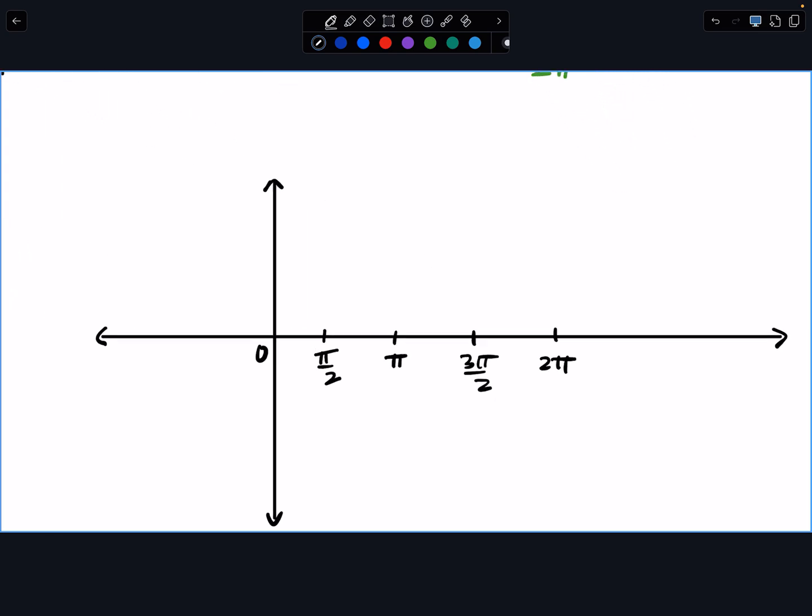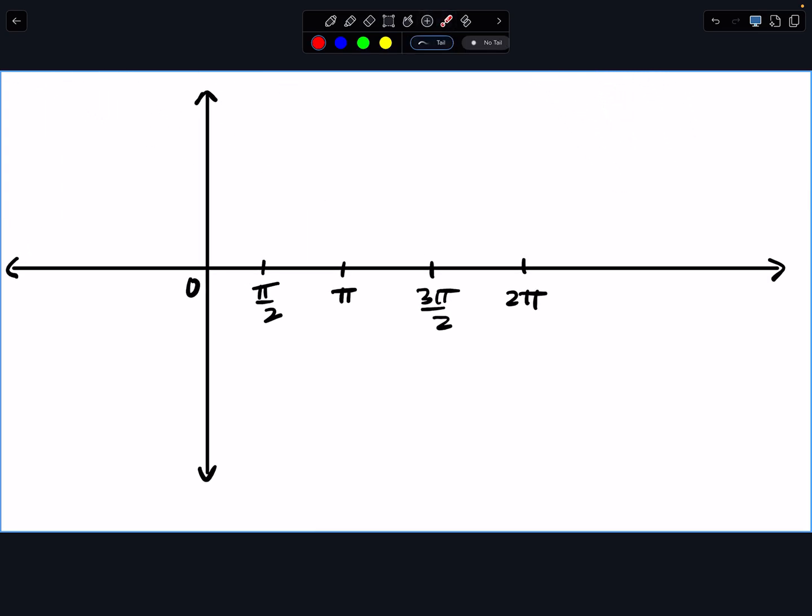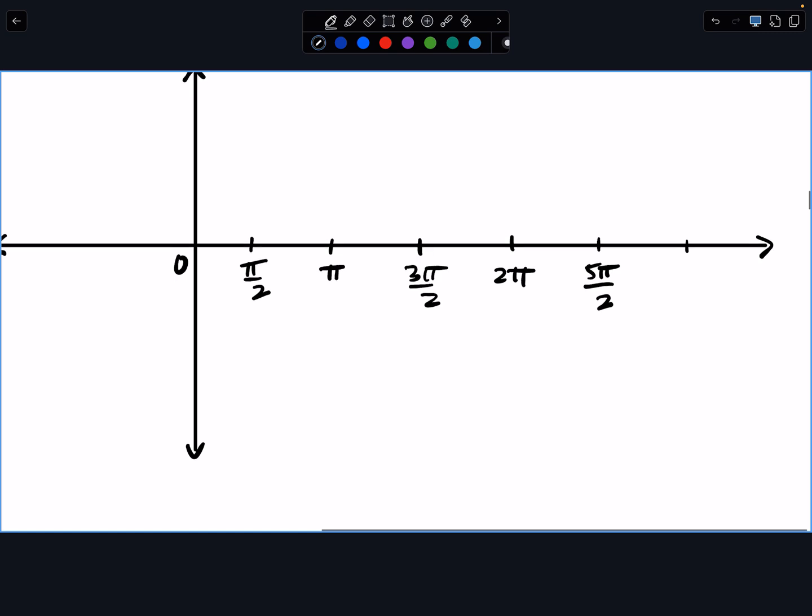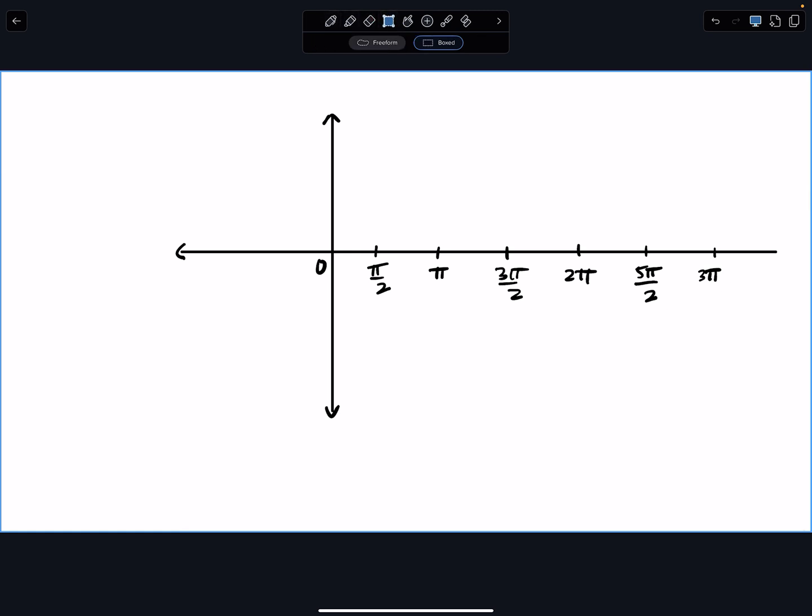Now question for you guys. What am I adding every time? Pi over 2? Okay, so if I add another pi over 2 to 2 pi, what would that be? 5 pi over 2, good. So this would be 5 pi over 2. And then if I added another pi over 2, what would that be? 3 pi? Which means I didn't make enough space for myself. That's awkward. So I'm going to keep going. Slide this over here.